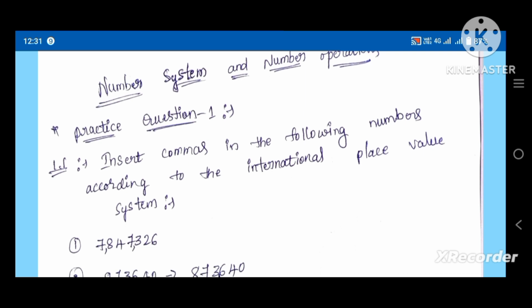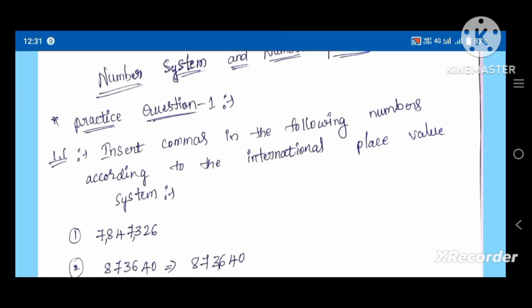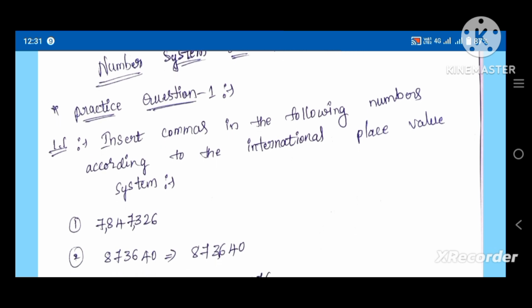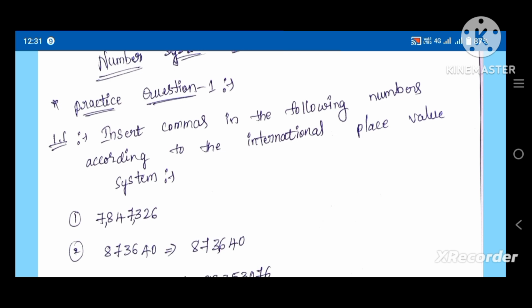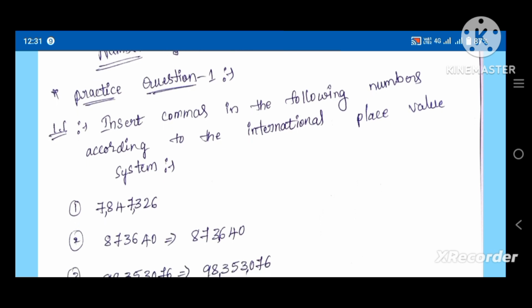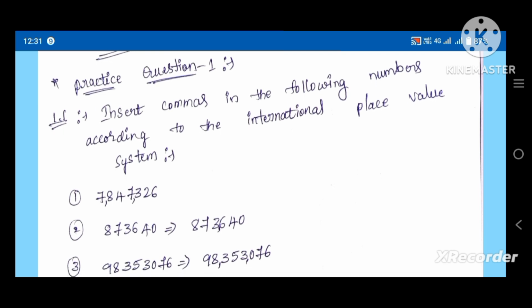1.1 Insert commas in the following numbers according to the International Place Value System. After 3 digits from the right side, we put the commas in the International System.